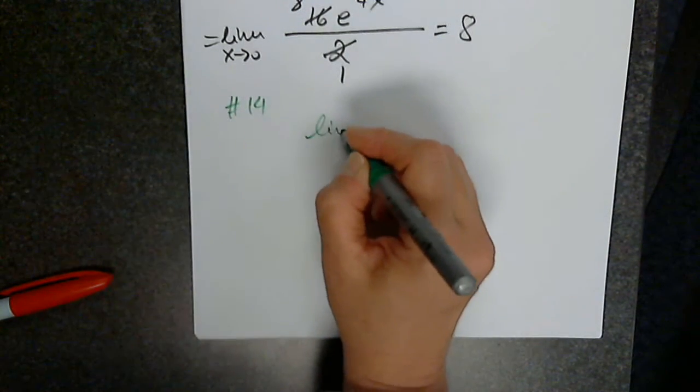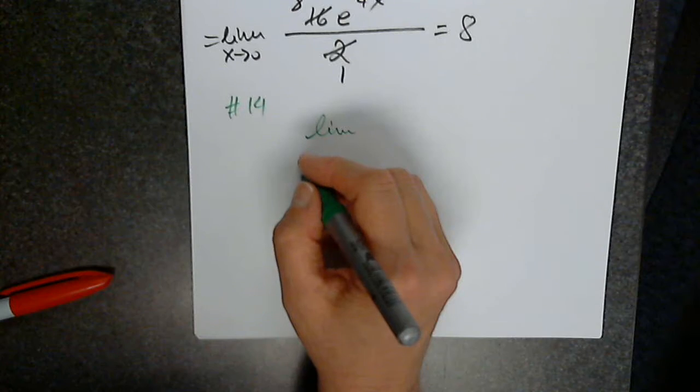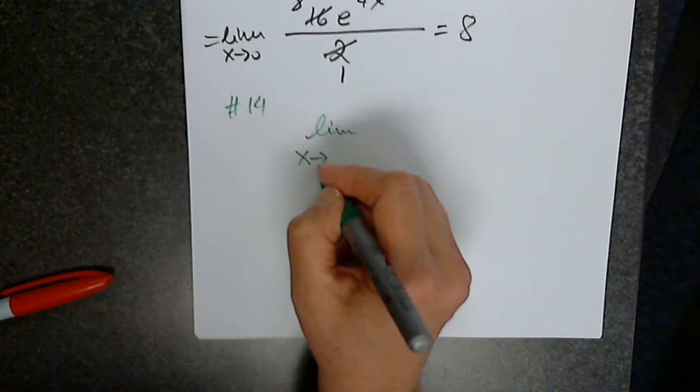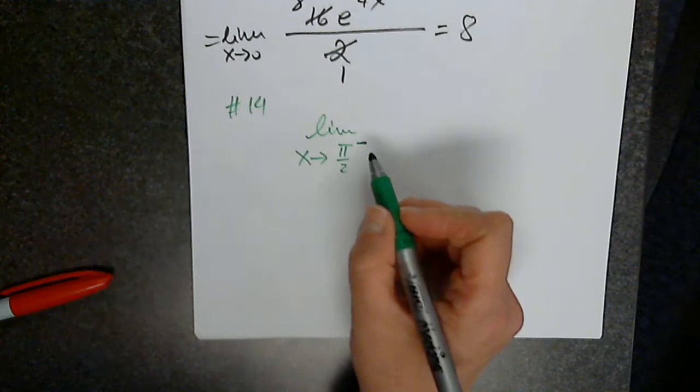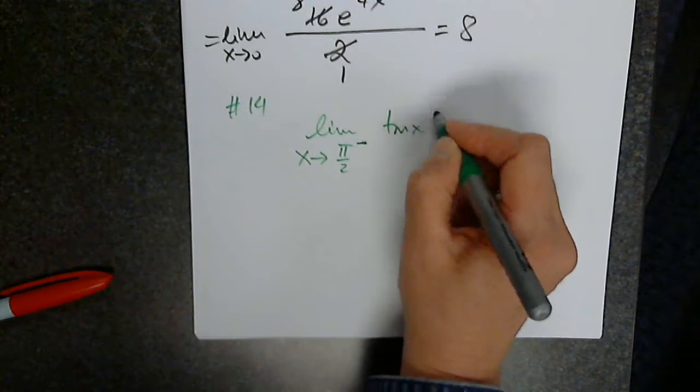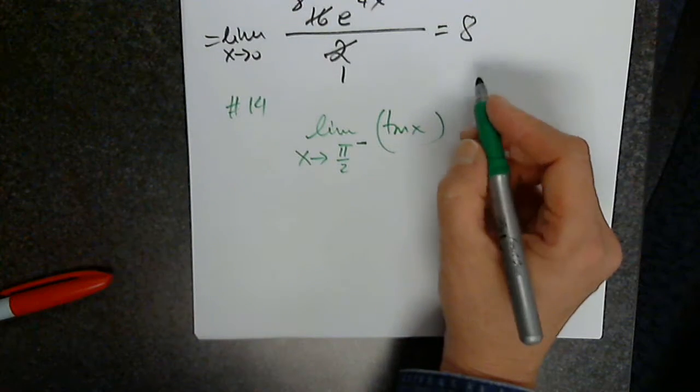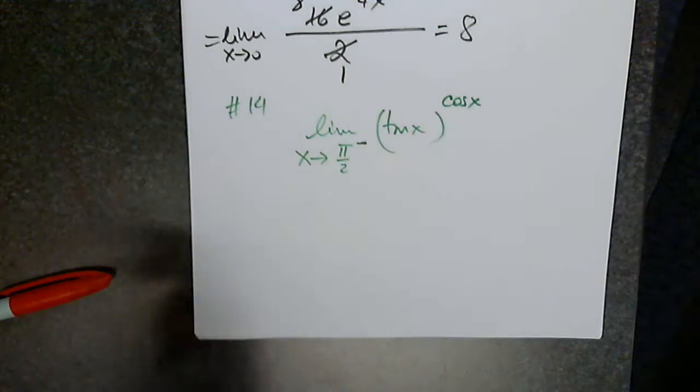So that is the limit as x approaches, I think it says pi over 2 from the left. Am I correct? Yes. Okay. Tangent x raised to cosine x, right? Good.